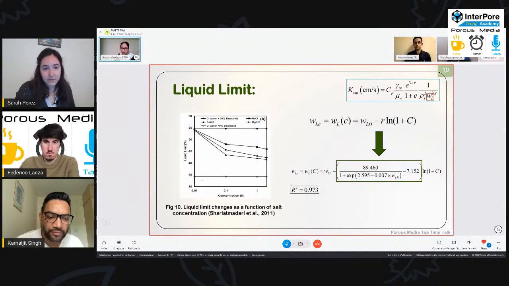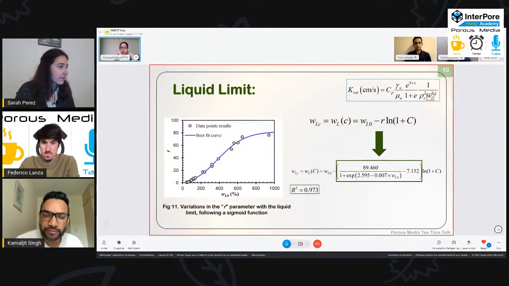Thus, we propose a semi-logarithmic model, and then we calculate the amounts of R for each data set, and then we propose the function for R as a function of primary liquid limit, as you can see. You can see all these data points and the fitted curve, with a high R square and a perfect fit. So it's the model for liquid limit that we are going to use for our developments of hydraulic conductivity models.